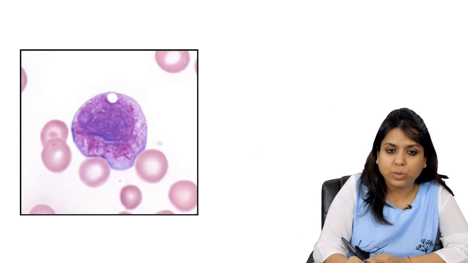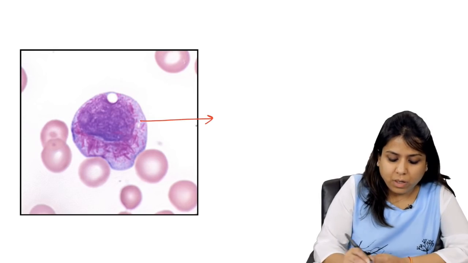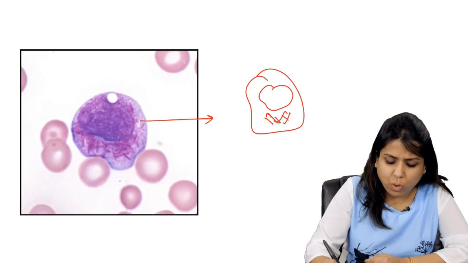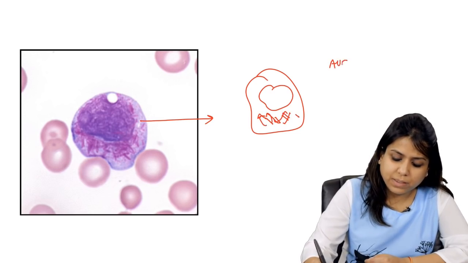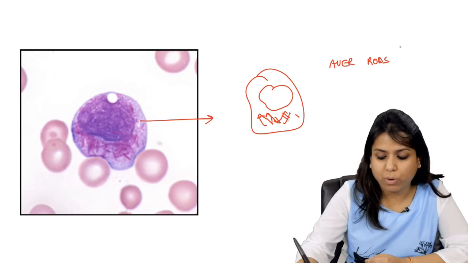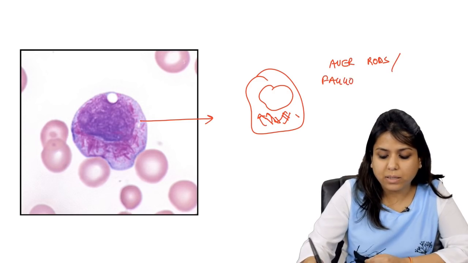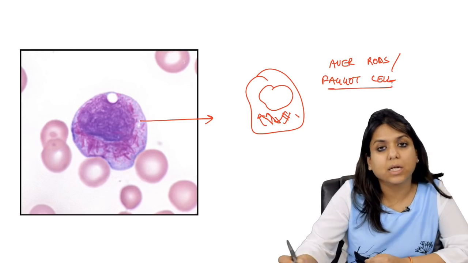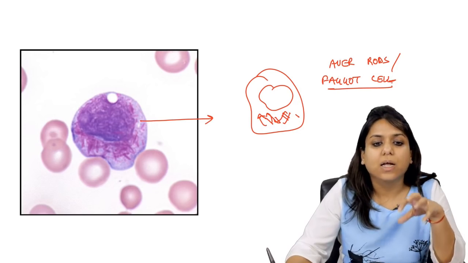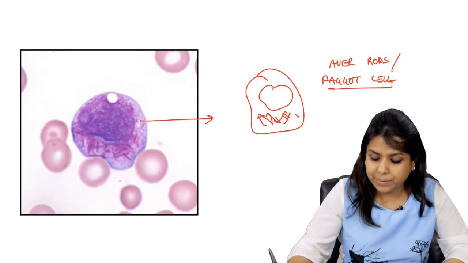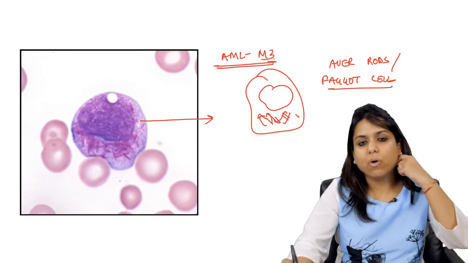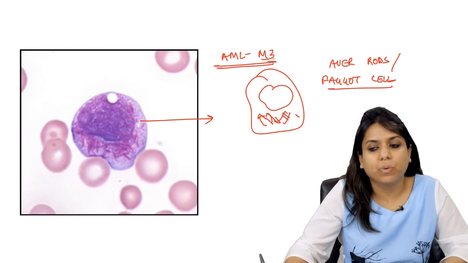Next image, very interesting, students. Again, this can be a spotter in the exam. Can you appreciate the cytoplasm of this cell has got a large number of rod-like structures? These are basically Auer rods, and because this cell has a lot of Auer rods, it is called a faggot cell. What is a faggot cell? It has a bunch of Auer rods. That cell is called a faggot cell, right? This is a characteristic feature of AML M3 or acute promyelocytic leukemia.